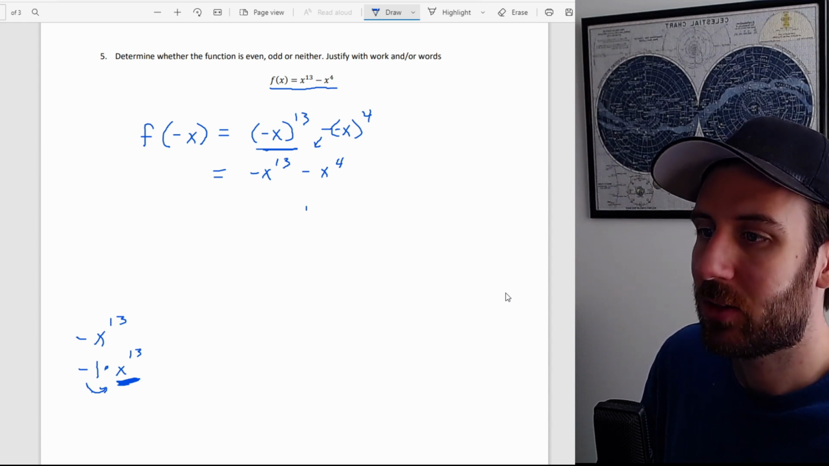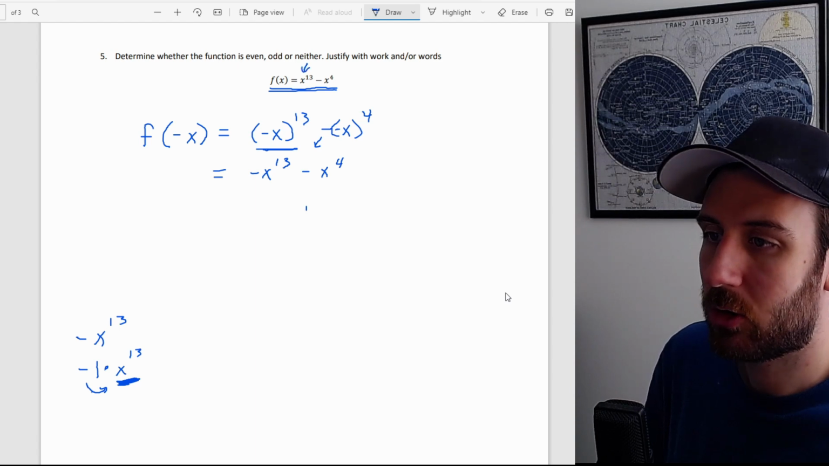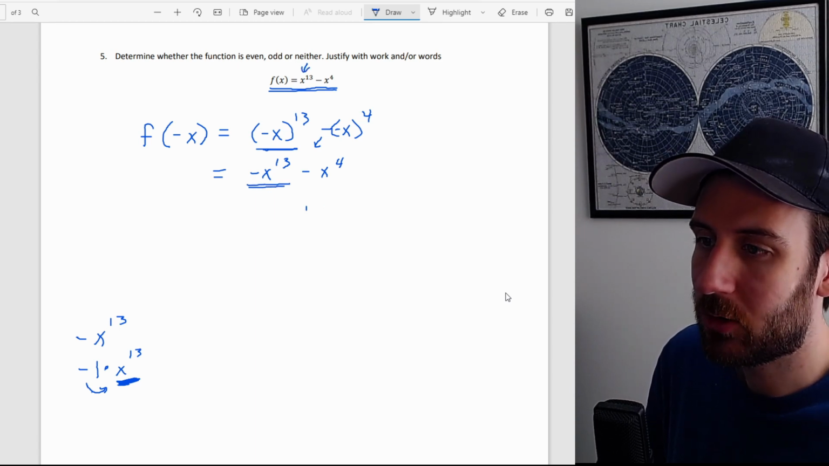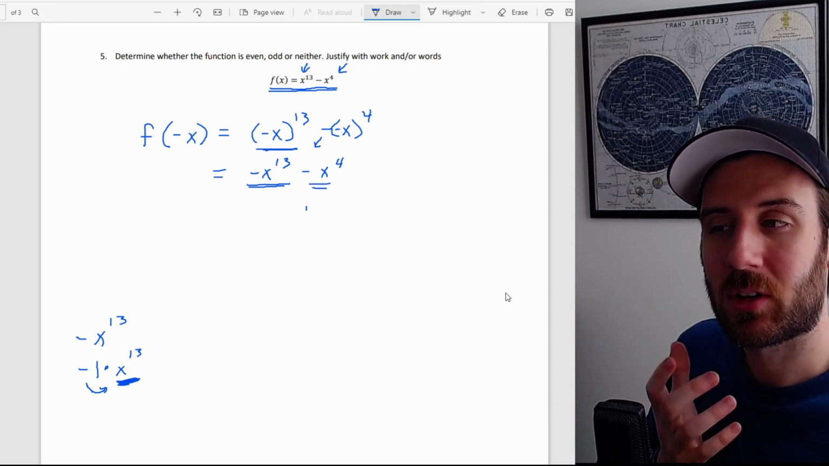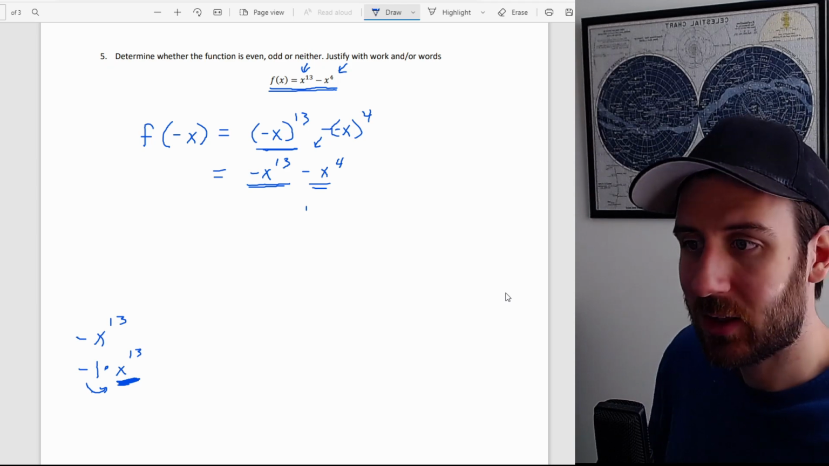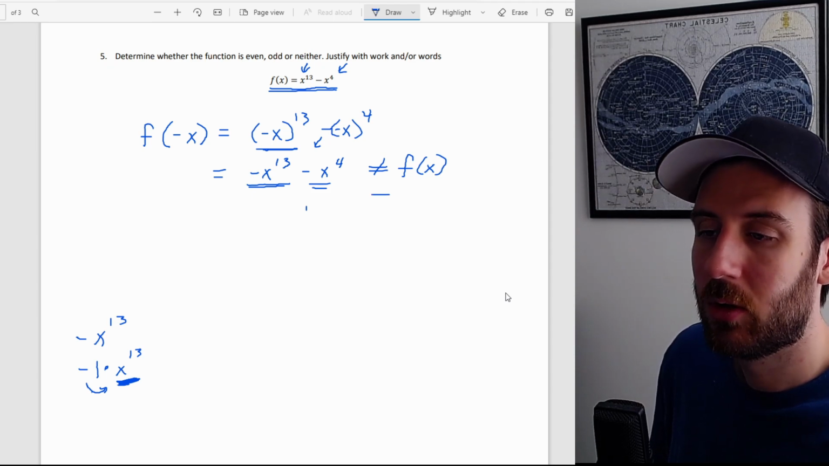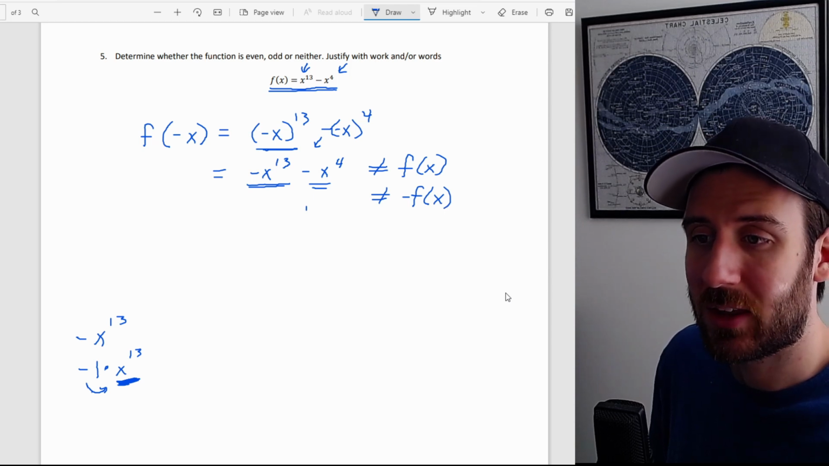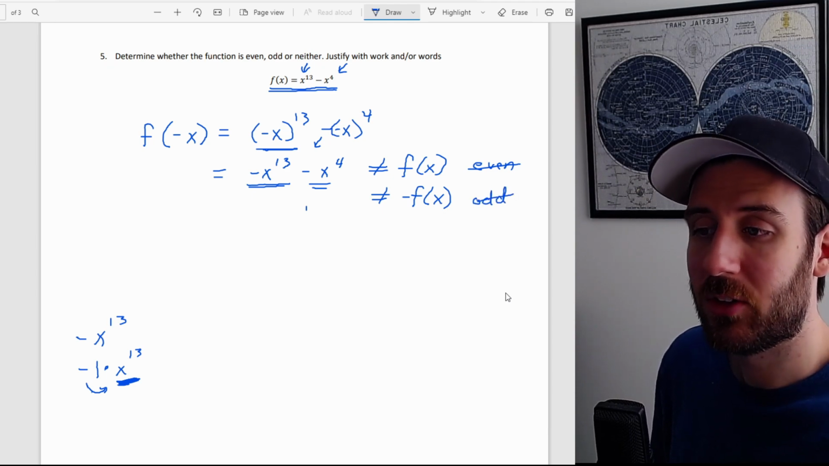Okay, so now we take a look at this one and we compare it to the original, and we recognize that although the first term has now turned negative, it's turned into its opposite, the second term is the same, which means that as a whole, this is neither completely opposite nor completely the same, and so it's neither equal to f of x, nor is it equal to negative f of x. In other words, if this was the case, it would have been even, and that cannot be. And if this was the case, it would have been odd, and it's not. So this is in fact neither.